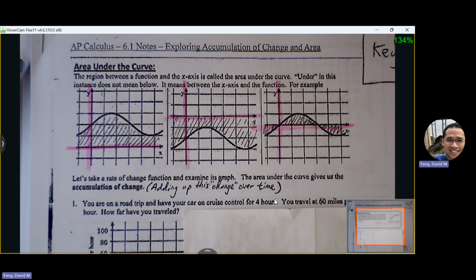So let's take a rate of change function and examine its graph. The area under the curve gives us the accumulation of change. We're adding up this quote unquote change over a period of time.